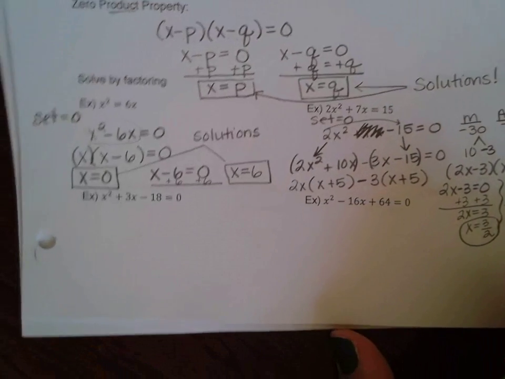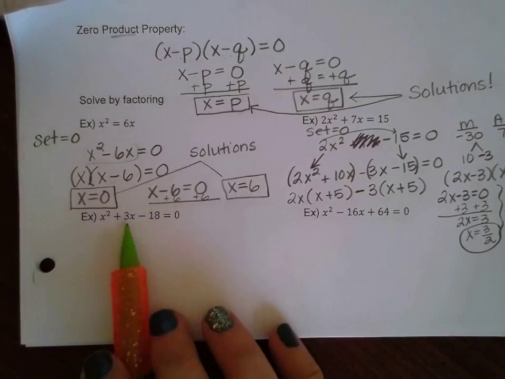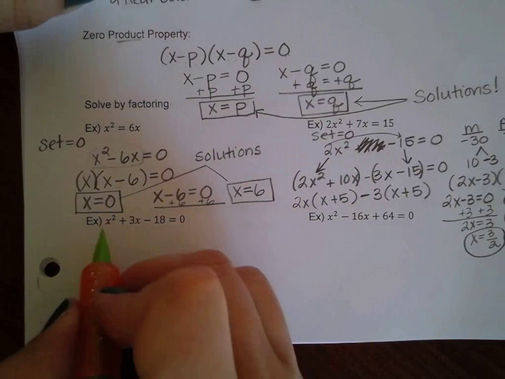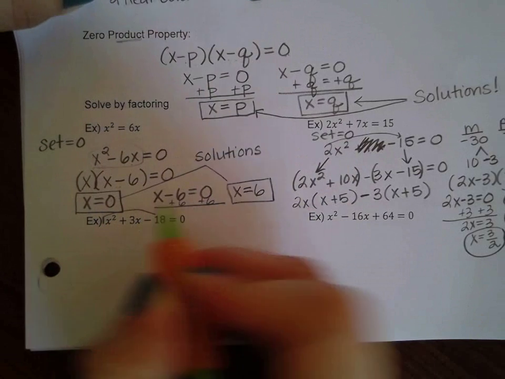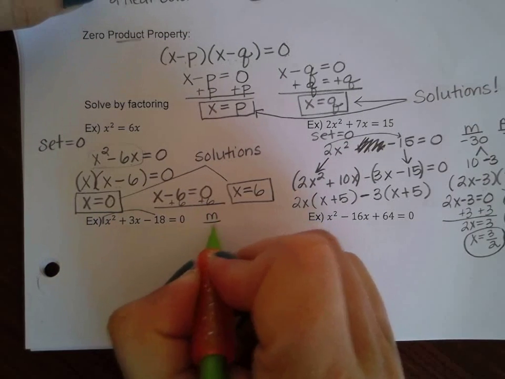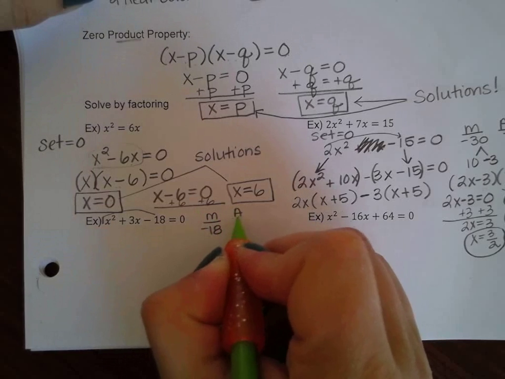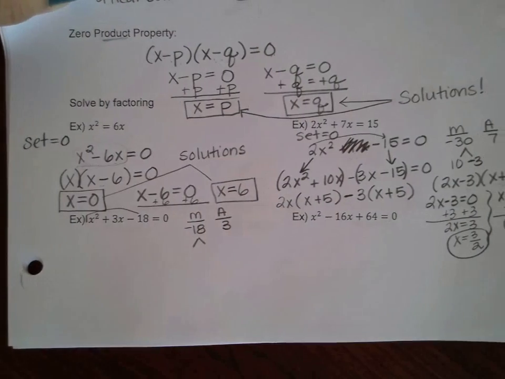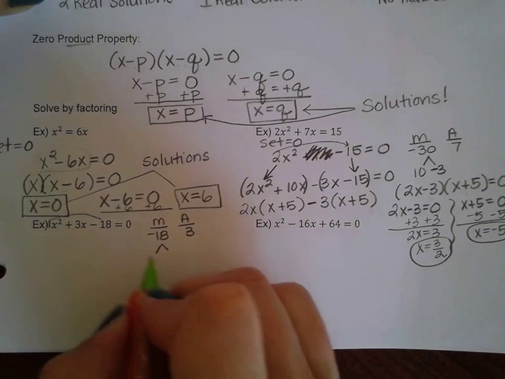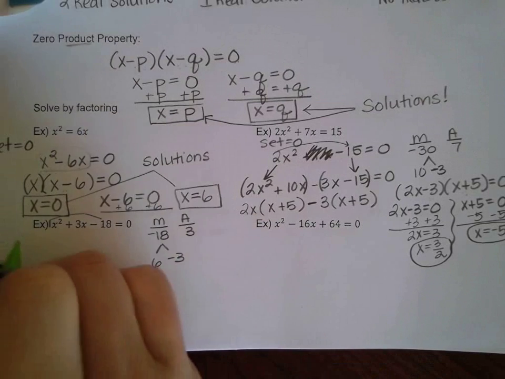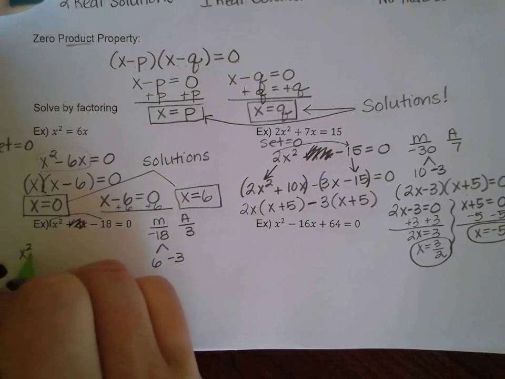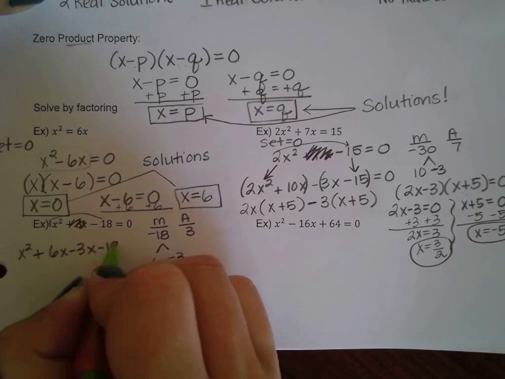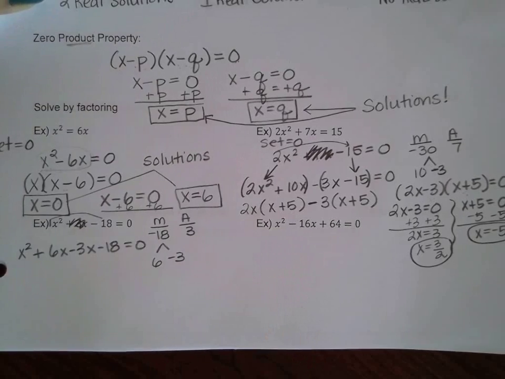Let's do these last two examples. So the last two examples are set equal to 0 for us already. That's good. So all we have to do is factor. So let's see, that's a 1. 1 times negative 18. So what multiplies to negative 18 and adds to 3? So let's see, how about 6 and negative 3? So this will be x squared plus 6x minus 3x minus 18 equals 0.